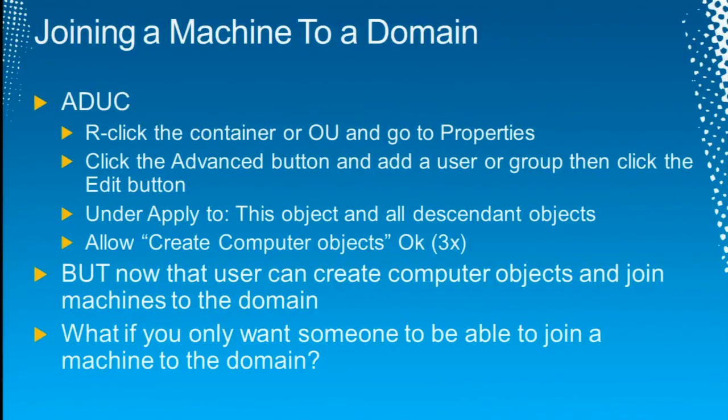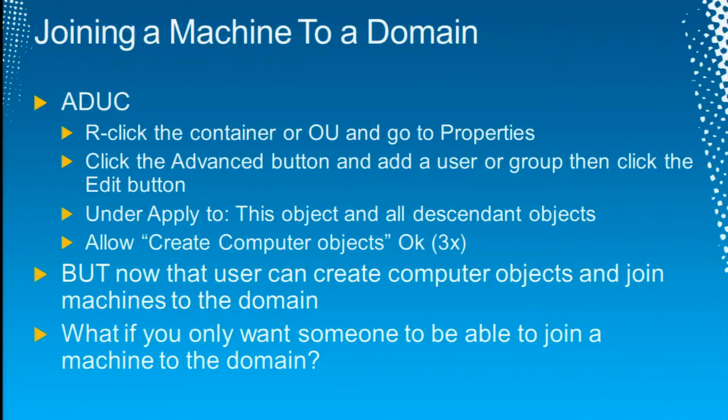Joining machines to the domain. This is one of my favorite. So what's the default when you set up a delegated task to allow someone to join a machine to the domain? What are the two things they can do? Anybody know? I bet you guys know, and as soon as I say it, you'll be like, oh, of course. They can create computer objects and join machines to the domain.